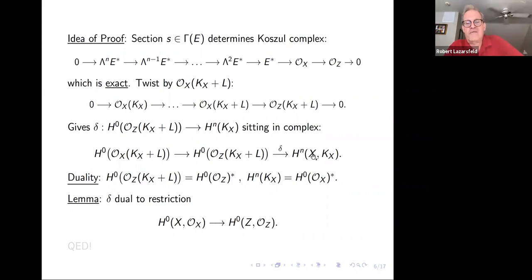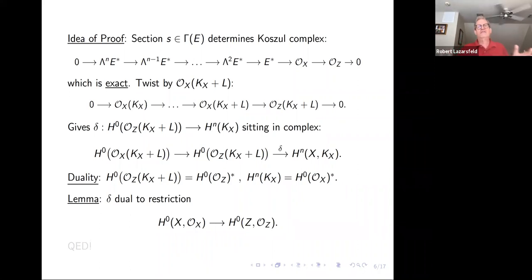So what we have is that this delta is a map that's canonically dual to a map from H^0 of O_X to H^0 of O_Z. And of course, there's not too much question about what it could be. So obviously, the only reasonable map from H^0 of O_X to H^0 of O_Z is the restriction map. And so the lemma is that delta is dual, under these Serre duality isomorphisms, to this restriction map.